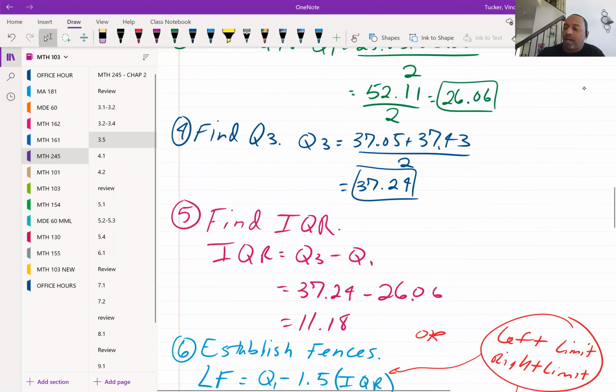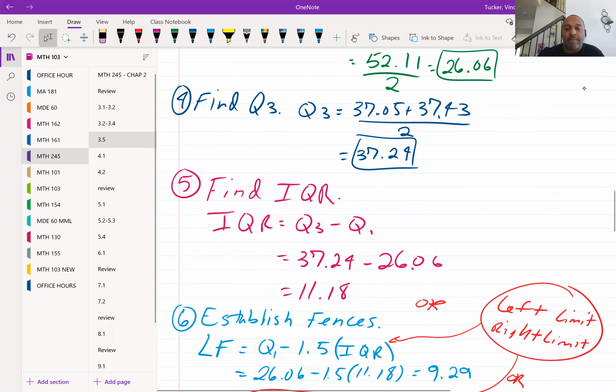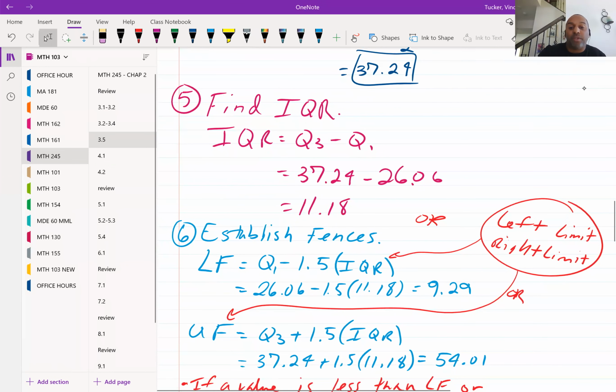Once we find our IQR, now we can establish our fences. Here in red, just re-emphasizing terminology, it could be the left limit, right limit, or even your boundaries. It just depends on the book, but the formula is still the same. Your lower fence is Q1 minus 1.5 times the IQR, and your upper fence is Q3 plus 1.5 times your IQR.